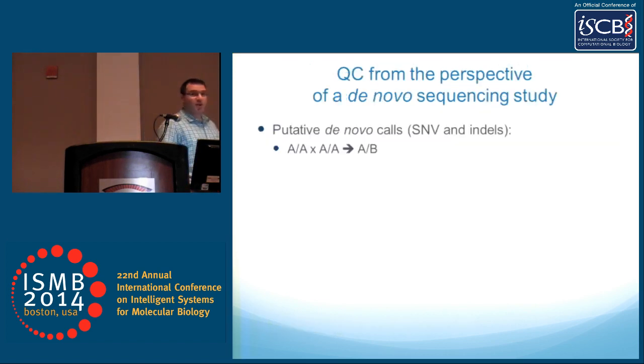So I'm going to start first on the de novo sequencing study, the trio study. Conceptually, we start off thinking about what we call putative de novo calls, either a single nucleotide variant, like a SNP, or an Indel. The situation we're looking for, at least initially, is where the mother is homozygous reference, AA, the father is homozygous reference, and suddenly the child is AB, meaning they're heterozygous and there's a B allele that came seemingly from nowhere, hence the name de novo mutation.